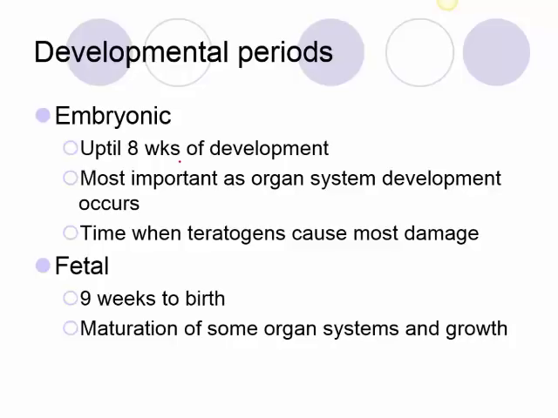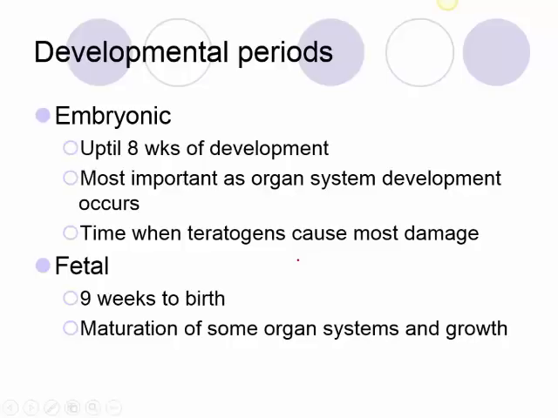So once that zygote is formed, it'll rest for a little while and then begin to divide. Even during division, the development starts. So we have 2 periods. The first is called the embryonic period, which is up to 8 weeks of development. This is a very, very important period because even though the embryo is very small, all your organ systems are beginning to form at this time.